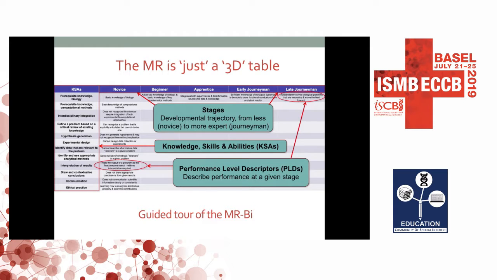And then, which took the most time to work on in this work, was the performance level descriptors, the PLDs. These are the cells that go to any KSA, to any given stage, and describe the performance at that stage. That is in the table, and that also gives the table its hugeness.